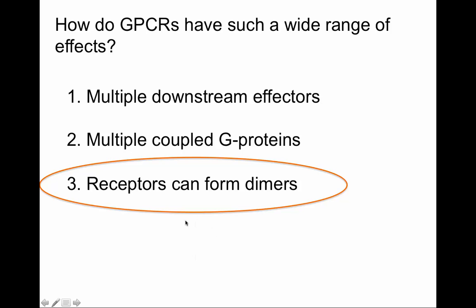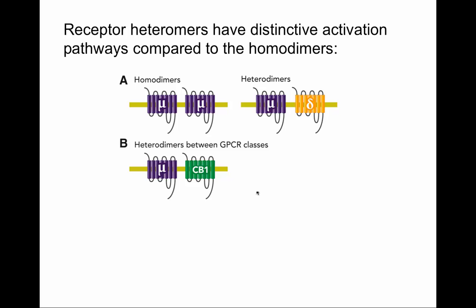Lastly, we will go over GPCR dimers, which also results in activation of different downstream effectors compared with single receptors. GPCRs can form dimers, either with themselves or with other GPCRs. In the case of the mu-opioid receptor, it can form a homodimer, which is essentially two mu-opioid receptors, or heterodimers of a mu-opioid receptor with a delta opioid receptor.